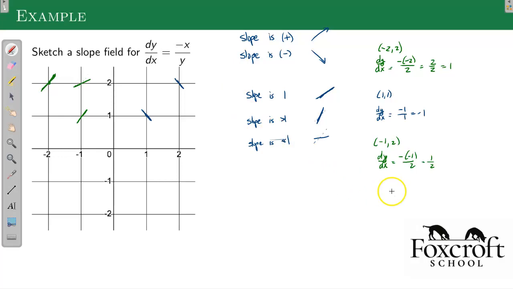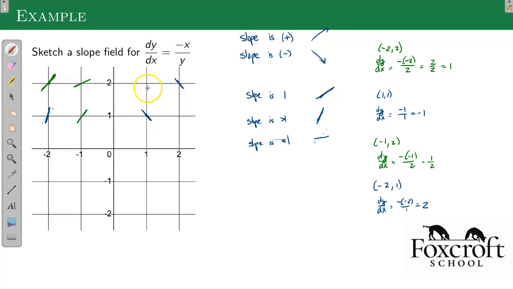And then I can do the same for (-2, 1), dy/dx. Negative 2 over 1, and that one's 2. So at this point, (-2, 1), my slope is 2, so it should be steeper. So again, if I think about the perfect diagonal line, it should be steeper than that. And I can tell that it's going up faster. All right, so I could just keep going through this. It gets a little tedious.